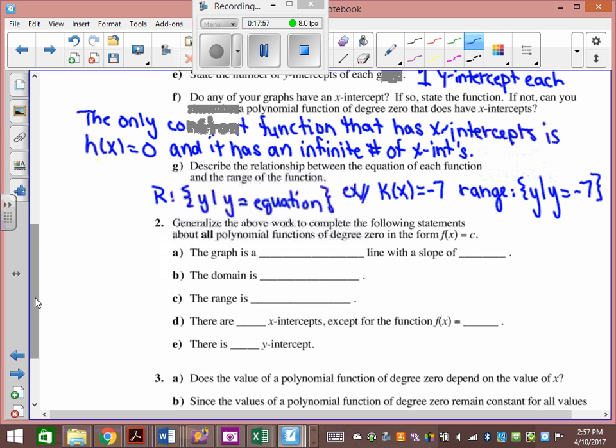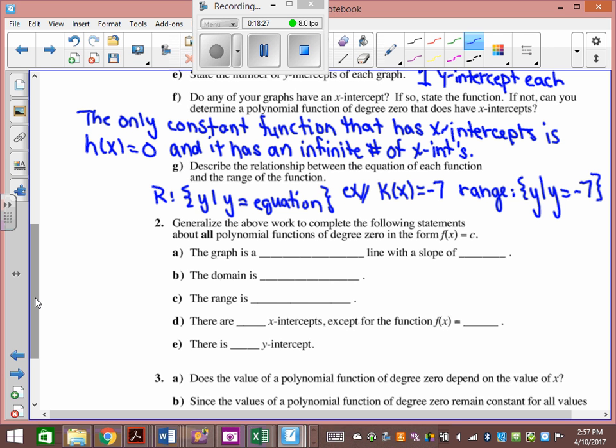So we're going to generalize the above work to complete the following statements about all polynomial functions of degree 0 in the form f of x equals c. We're just treating it as f of x equals c, some sort of constant. Instead of writing 7 or 6 or 5 or 3, it's just going to be c, for all of the values that c could be. The graph is a what line? What kind of line do we get when it's f of x equals 3 or 6 or negative 2 or 7?